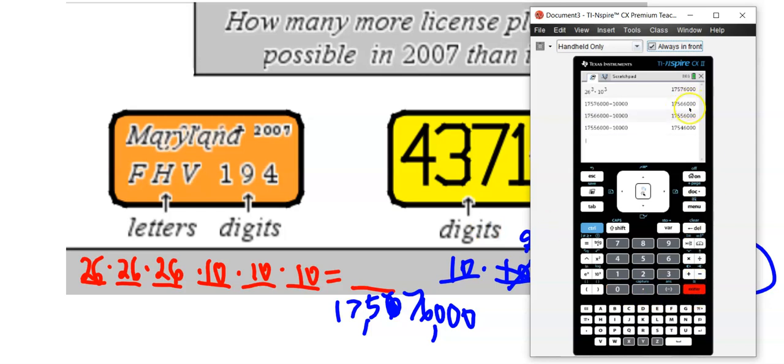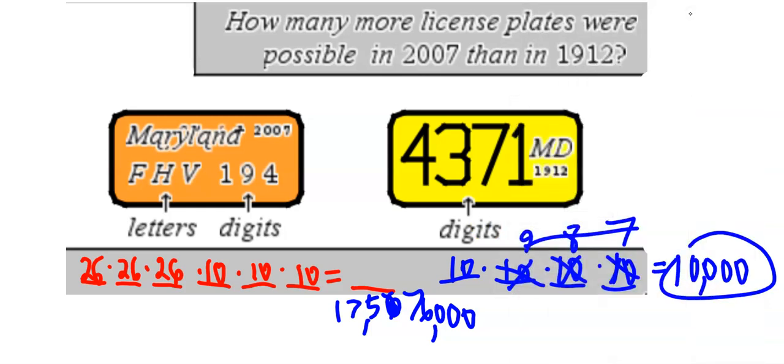So whatever 10,000 minus that is, that would be 17,566,000, the difference between the two. So if I subtract 10,000 from that number, you get the number of license plates difference.